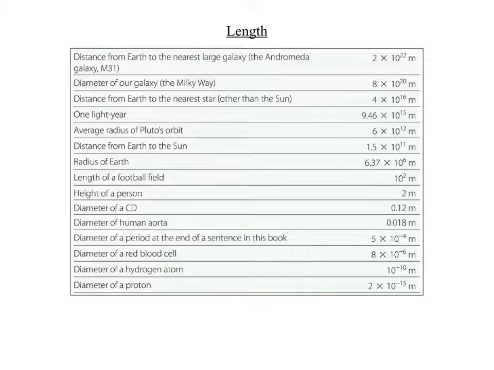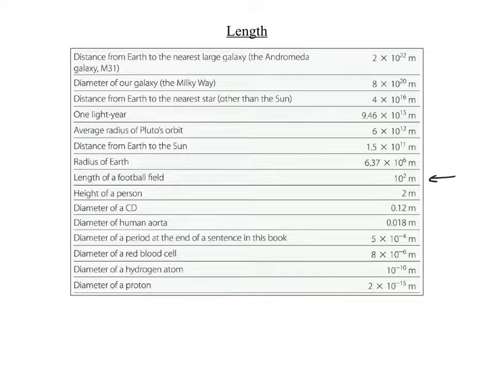So certain things here, obviously you're not gonna know. For example, the distance from the Earth to the nearest large galaxy, the Andromeda galaxy, you're not gonna know that, you don't have to know that. So certain values don't make much sense, but other things do make sense. This one you should know.